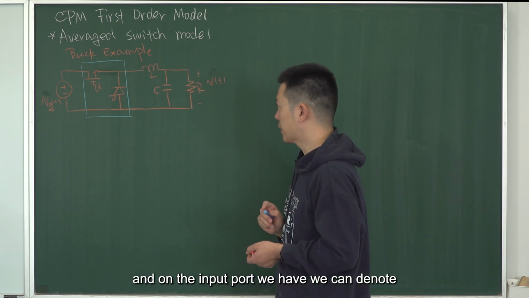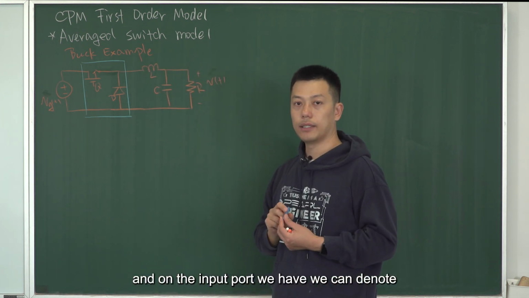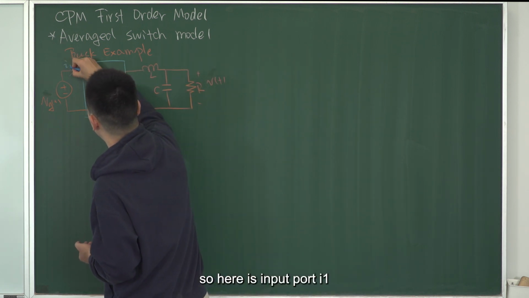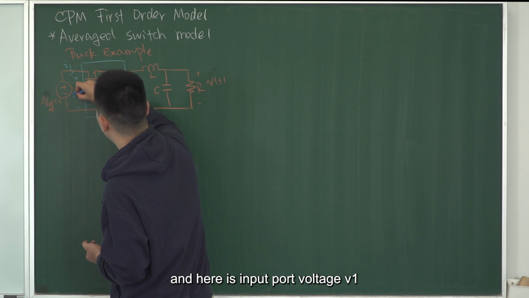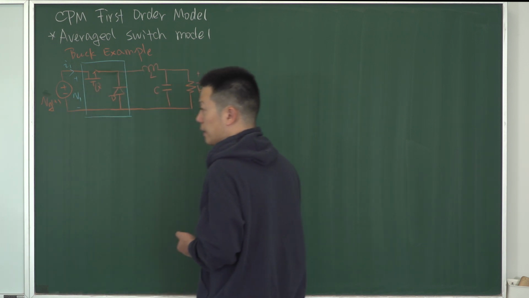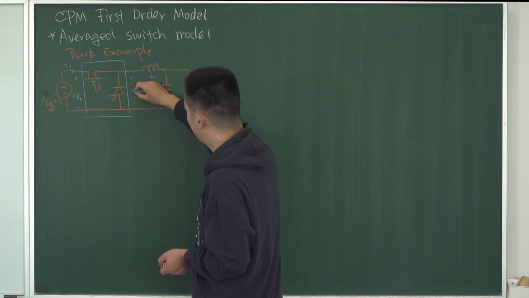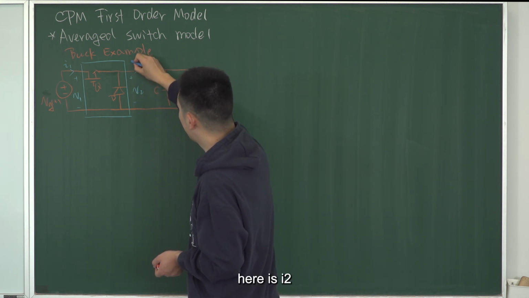And on the input port, we can denote its input port current and voltage. So here is input port I1, and here is input port voltage V1. And on the output port, we also denote its voltage and current. Here's V2, here is I2.